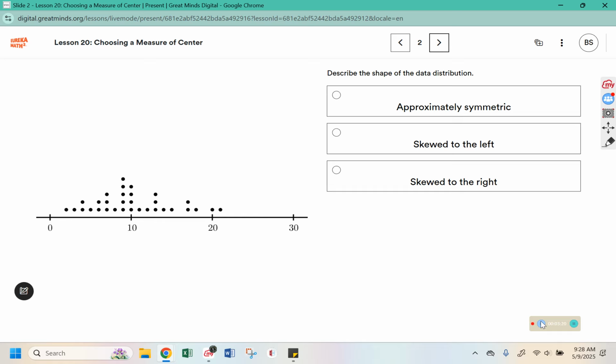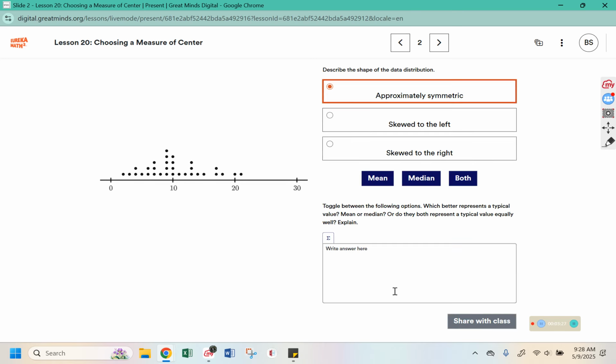Describe the shape of this distribution. This one has a peak in the middle and falls on both sides, so this one is approximately symmetric. Here is the mean and the median. Then which of those better represents a typical value? Well, they both do, because they are both near that main chunk of the data.